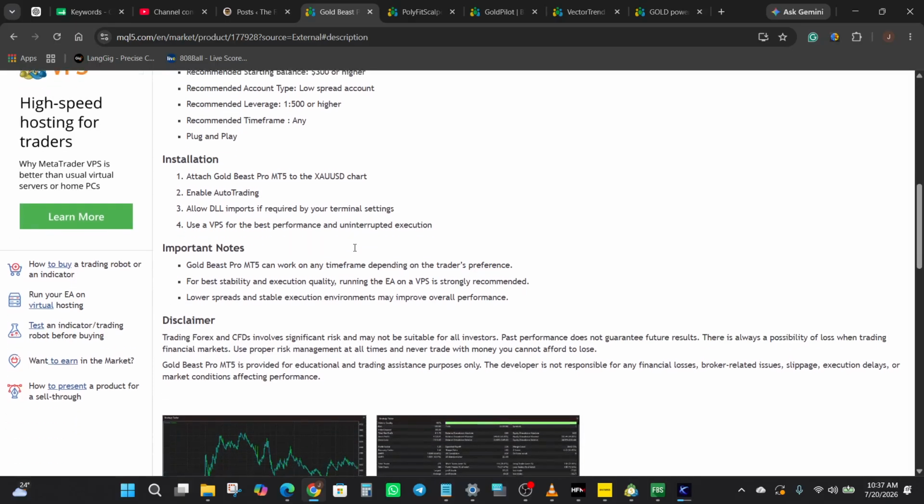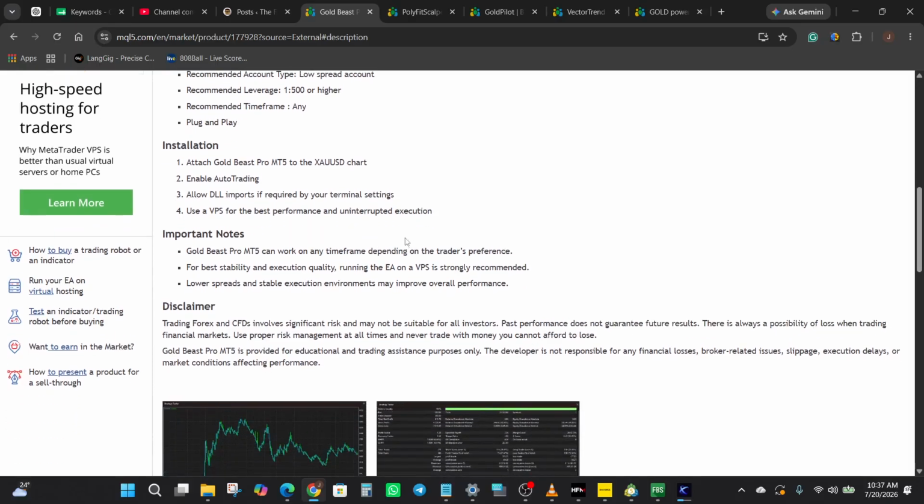The listing closes with a standard risk disclaimer noting that the developer is not responsible for losses related to slippage, execution delays, or market conditions. All right, so it's important to take note of that.